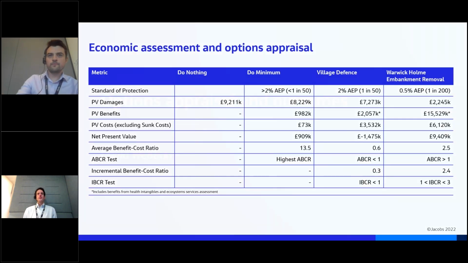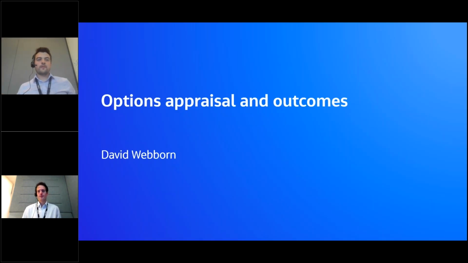Thanks, Adam. So Adam's taken you through what we've looked at from the hydraulic analysis side of things, using all of the functionality and capability of Flood Modeler to do that. So now, what are the outcomes? Where has this taken us in terms of completing our appraisal of this scheme and beyond?